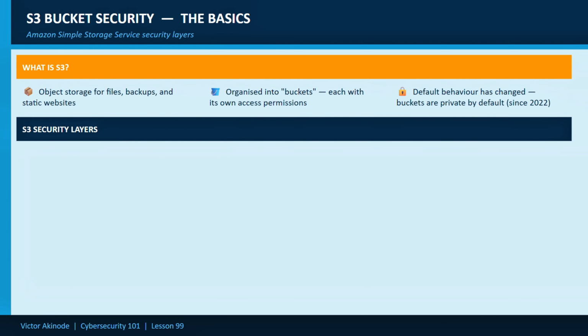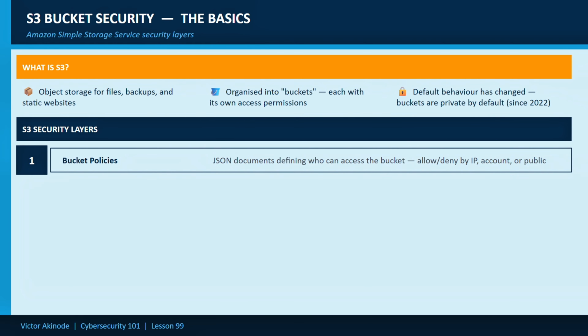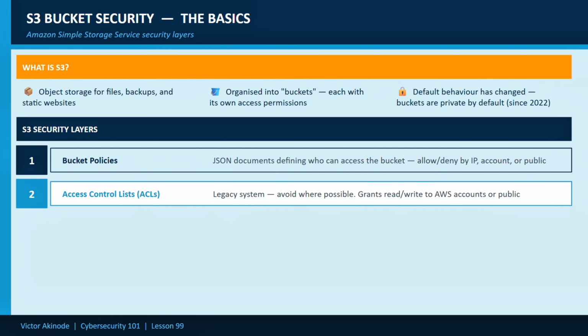Let's now consider the S3 security layers. The first one is the bucket policies, and this includes JSON documents defining who can access the bucket. This can allow and deny by IP, accounts, or public. Second one is access control lists or ACLs. These are the older legacy permission system, so you should avoid them if possible because they grant read or write to AWS accounts or the public. Instead, I would advise you to use bucket policies instead of access control lists.